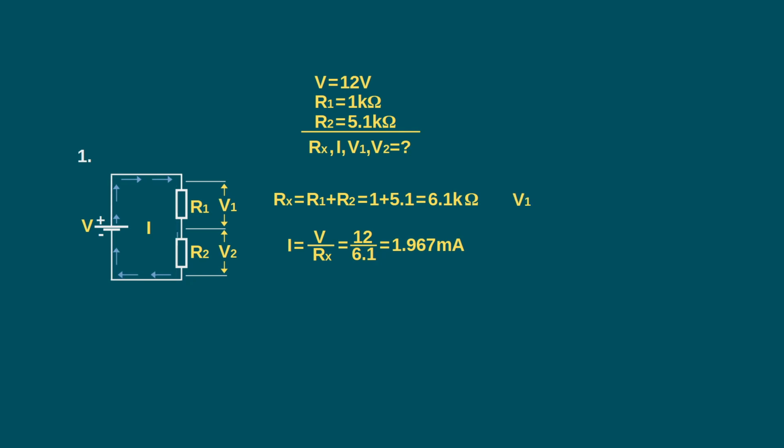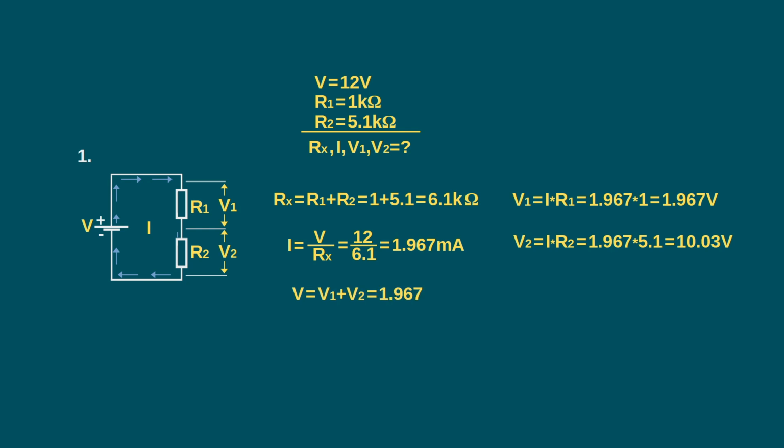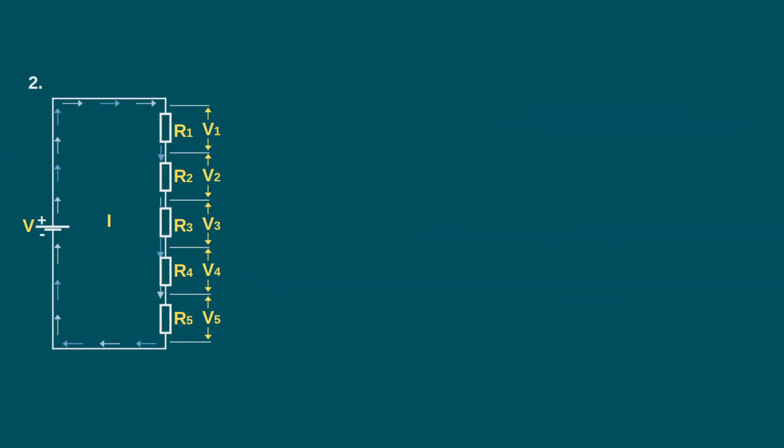Next we calculate the voltages V1 and V2. The voltages on a single resistor are the product of the current and the ohmic value of the resistor. In the end we add the voltages V1 and V2, and if we get a voltage approximately equal to the supply voltage, it means that we calculated everything correctly. That's it.